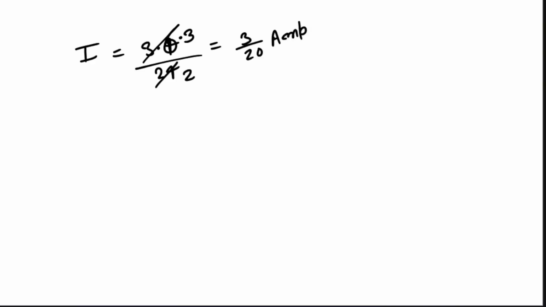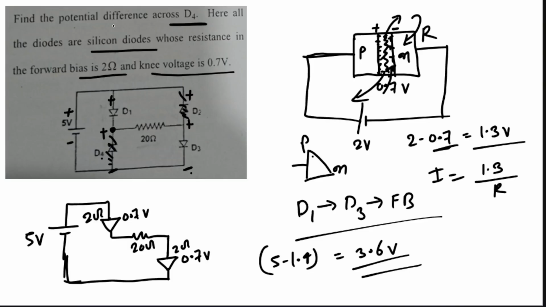Now current is this one. We have to calculate what? Potential difference across D4. अब D4 के across potential difference meaning potential difference between this point and this point. Let us say this is point A and let us say this is point B. So आप A से B तक चलकर KVL लिख लो. You will be getting the answer.